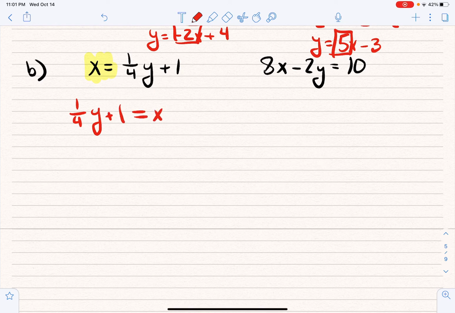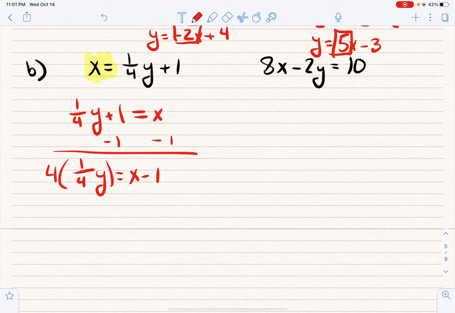Go ahead and subtract 1 from both sides. That'll get us to 1/4 y equals x minus 1. And now I can get rid of that 1/4 by just multiplying everything by 4. These cancel out, and I can get y equals 4x minus 4. Let's look at the next one.